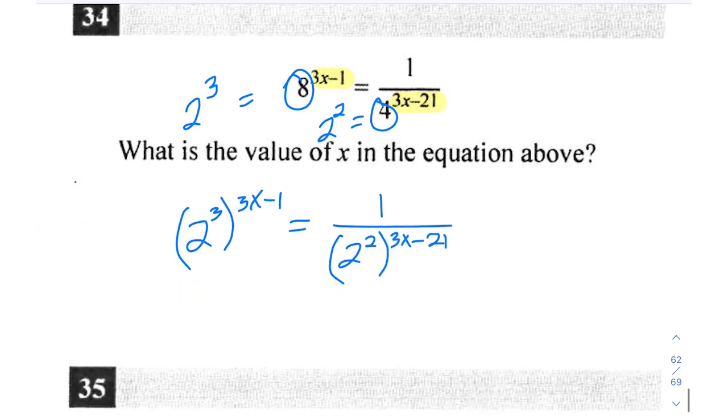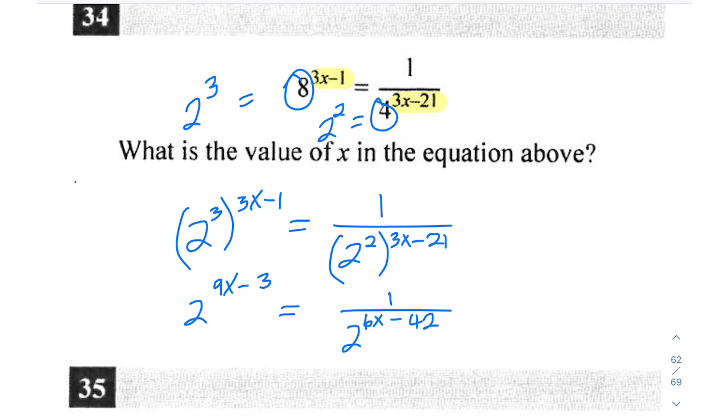And when you have an exponent inside and outside of parentheses like we see here, you can multiply those. So if we multiply 3 times 3x minus 1, that would give us 2 to the 9x minus 3. When we distribute that, equals 1 over, and this would be 2 to the 6x minus 42 when we multiply that.